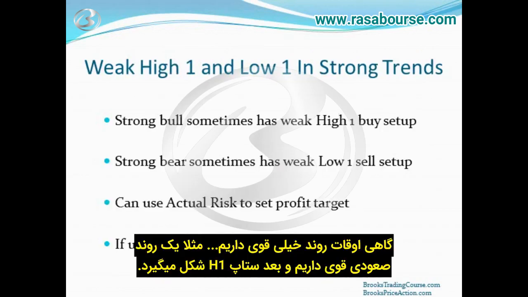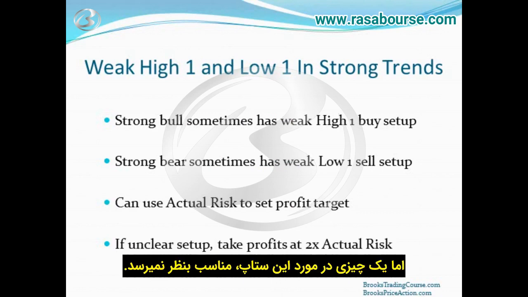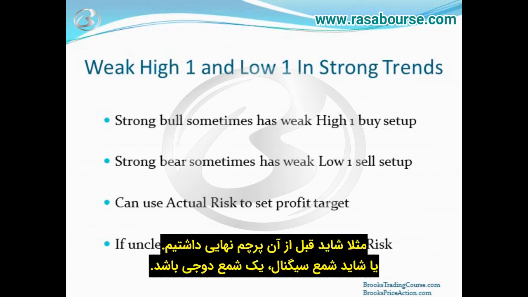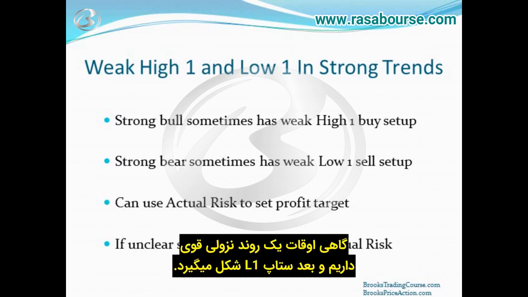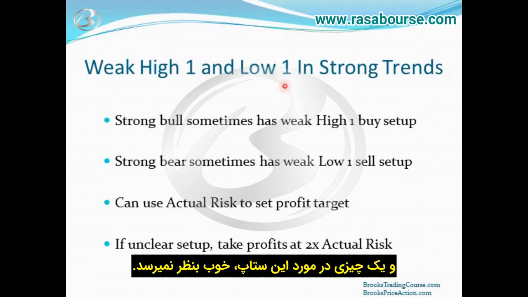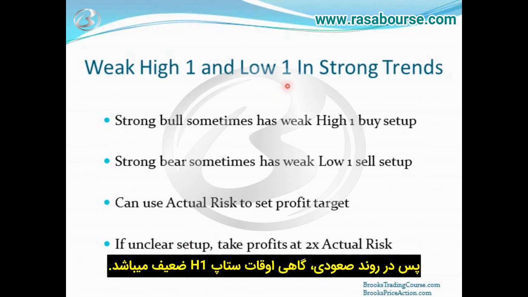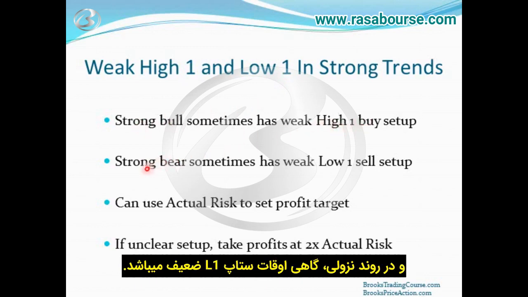Sometimes you'll have very strong trends, let's say a strong bull trend, and you'll see a high 1 setup, but there'll be something that's not right about the setup. Maybe there was a 1 bar final flag before. Maybe the signal bar is a small doji bar, and you wonder if the market is starting to form a tight trading range. The same is true in a bear trend. Sometimes you'll see a low 1 in a strong bear trend, and it sometimes doesn't look quite good enough. So in a bull trend, sometimes there's a weak high 1 buy setup, and in a strong bear trend, sometimes there's a weak low 1 sell setup.